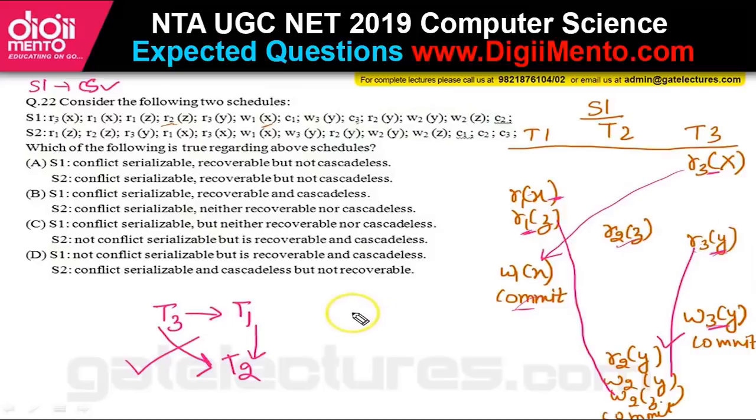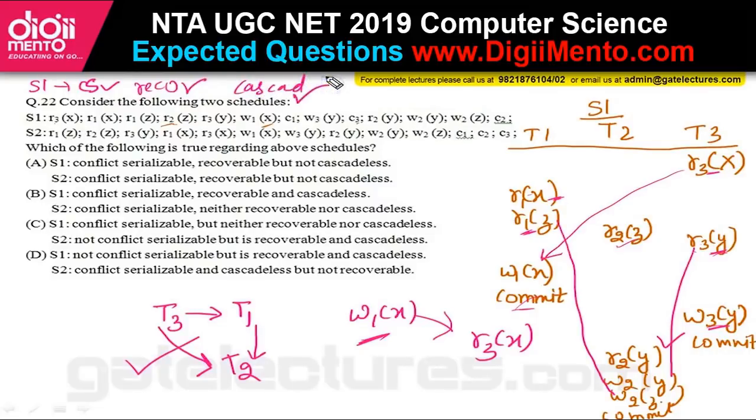If I am performing, let's say, write operation on X, and after some time W3 is also performing, then at that time I have this problem. Or you can also say I am performing a read operation on X and it is uncommitted, so this problem is known as cascading problem. So do not read from uncommitted transaction. So S1 is conflict serializable, it is recoverable, and it is cascadeless. It is following all three properties.